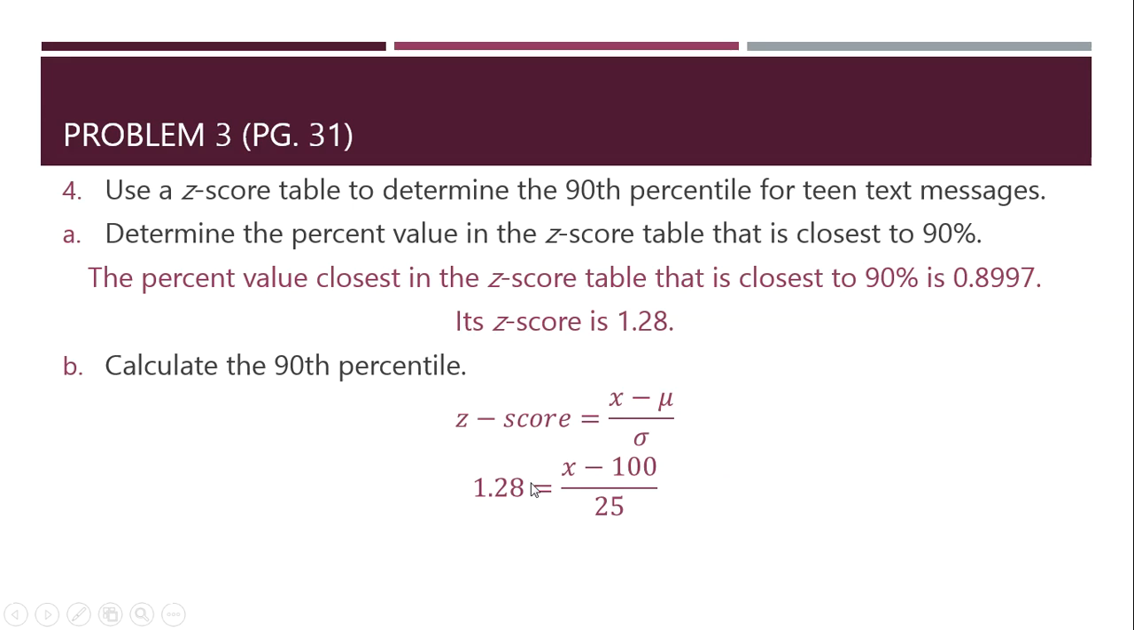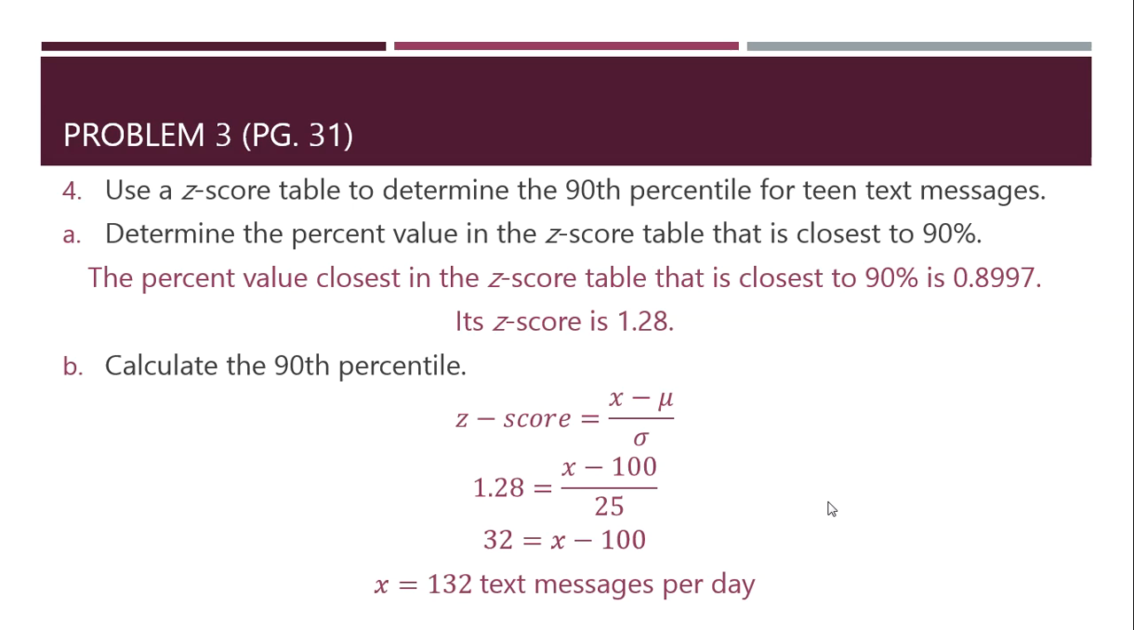So I'm going to multiply both sides by 25 just to get that off the bottom. Good thing I had a calculator because I would not have guessed 32 off the top of my head. And then I'm going to go ahead and add 100 to the other side to get x all alone. And it looks like this means that a teen in the 90th percentile is sending about 132 text messages per day.